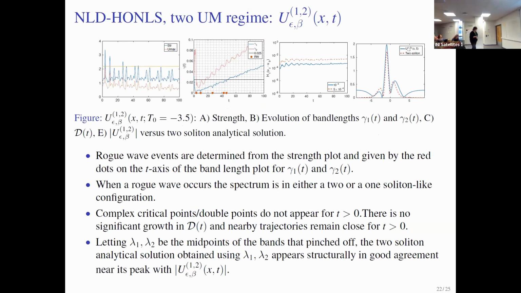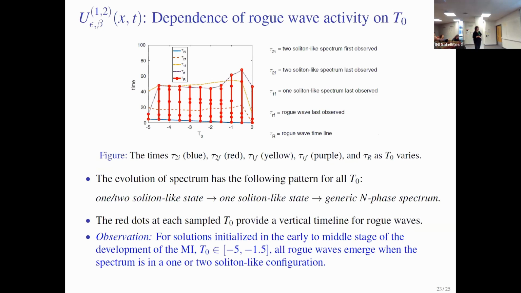Okay, so I guess the last topic was just to discuss the dependence of rogue wave activity on T naught, which is whether you're starting at the beginning of the modulational instability or when the modulational instability is saturating.